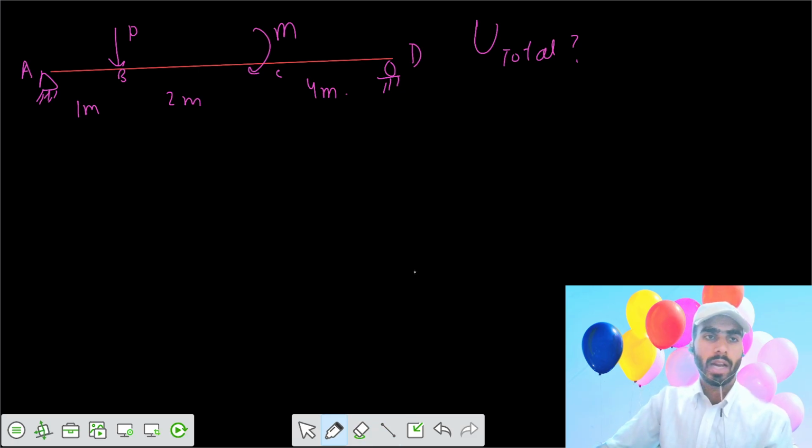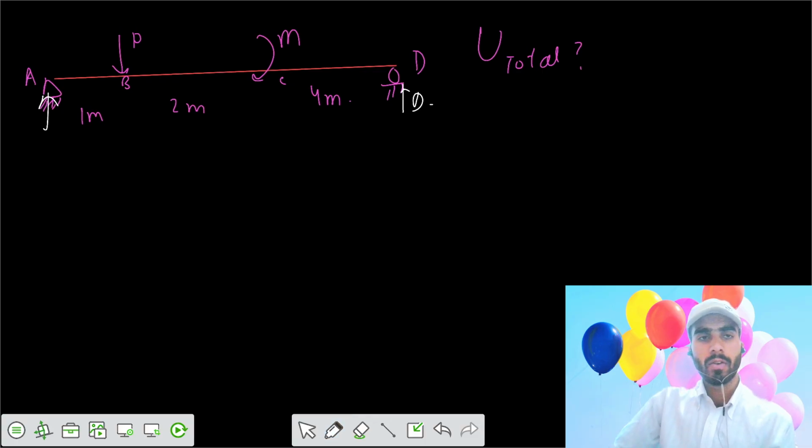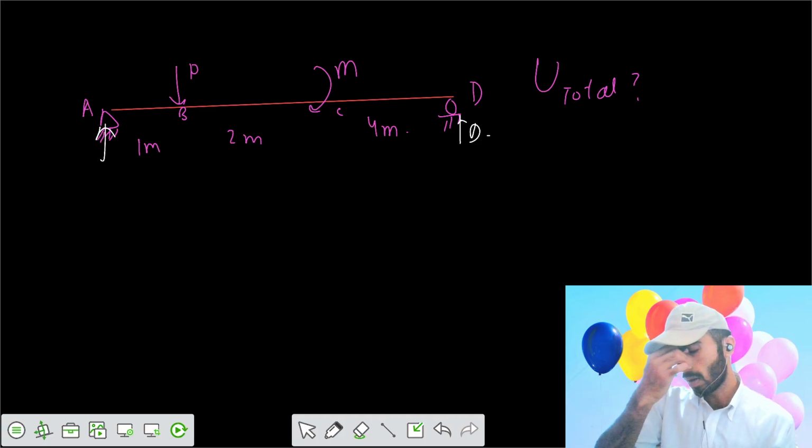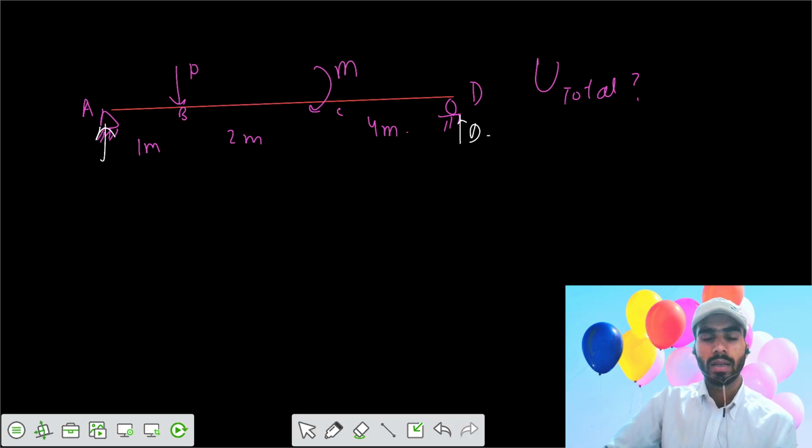Let's say the reaction here is A, here the reaction is D. We don't know the value of these P and M, and we don't know the value of the reactions also. So to make it simpler, we can use Macaulay's approach to get the strain energy.